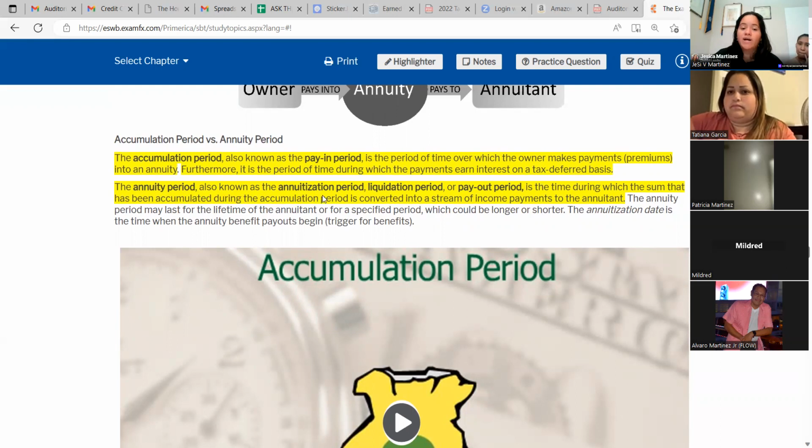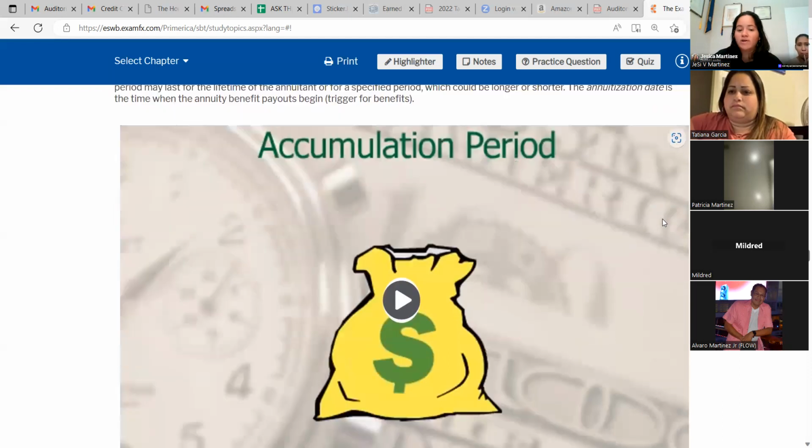The annuity period is also known as the annuitization period, liquidation period, or payout period. It is a time during which the sum that has been accumulated during the accumulation period is converted into a stream of income payments to the annuitant. So when you think of the triangle or the curve, when you're going up the hill, that's the accumulation period: you're saving and paying and letting that cash accumulate. And then you have the annuitization period, or liquidation or payout period, and that's when you start receiving that money. Okay, that's the part. So the annuitization date is the time when the annuity benefit payouts begin, the trigger for benefits.